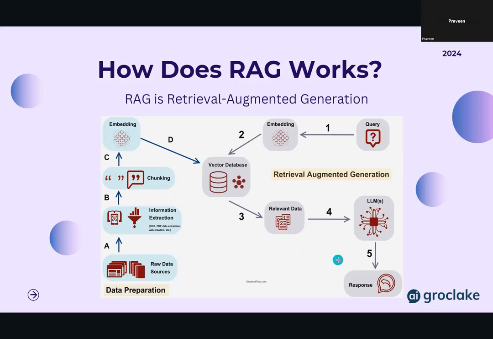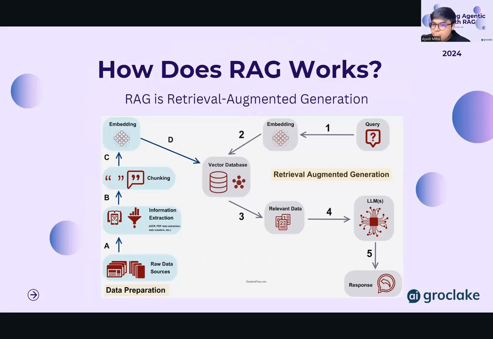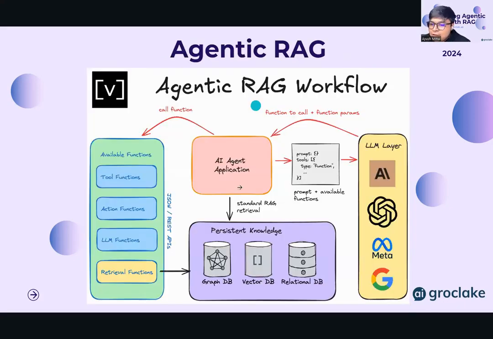Okay. So now let's come to agentic RAG and how it works. I told you this is how a RAG works. Now comes agentic RAG. Without RAG, the agent would have worked without this block and without retrieval functions. It would have only worked as an AI agent, which has available functions like tools, actions, and LLM functions, and on the basis of the prompt, the LLM layer works. But like I told you, these are the normal actions that an agent can take.